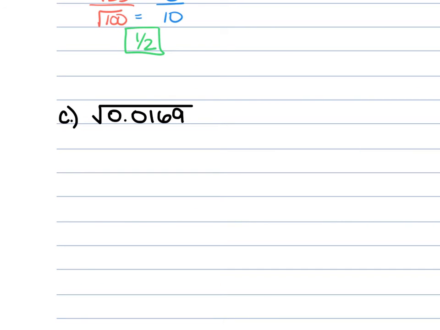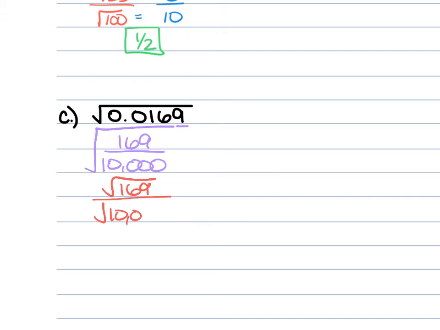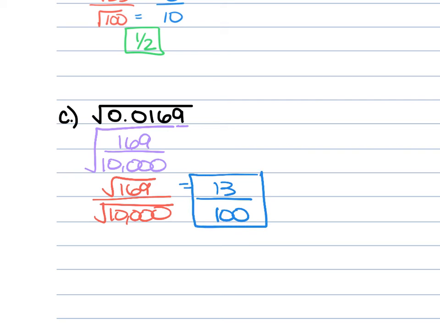For C, we have the square root of 0.0169. That 9 is in the ten thousandths place. So this is going to be 169 over 10,000. Did I say 10 hundredths? It's 10 thousandths place. So we're going to take the square root of 169 over the square root of 10,000. The square root of 169 is 13, and the square root of 10,000 is 100. So 13 over 100 is our answer.